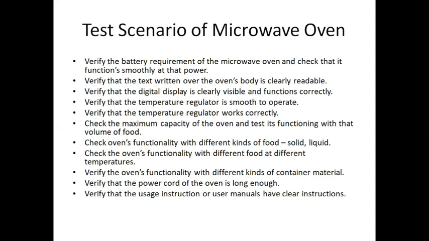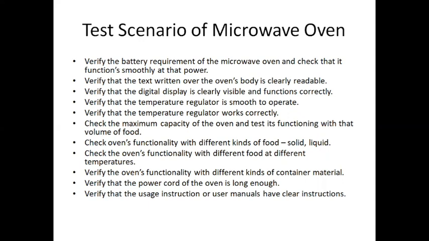Then verify the text written over the oven's body is clearly readable and the digital display is clearly visible. Then the temperature regulator is smooth to operate and works properly. Check the maximum capacity of the oven and test its functioning with that volume of food. So this is a kind of volume testing example. Then check that comes under usability testing, that is also part of it.